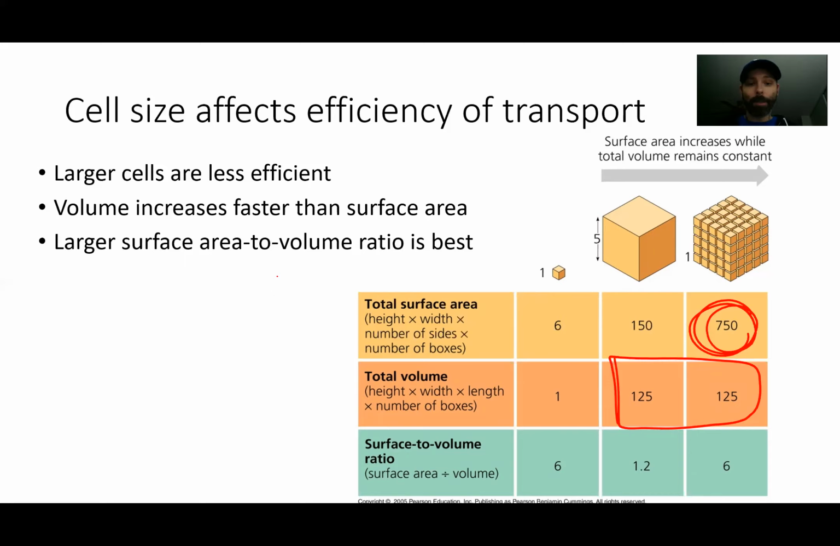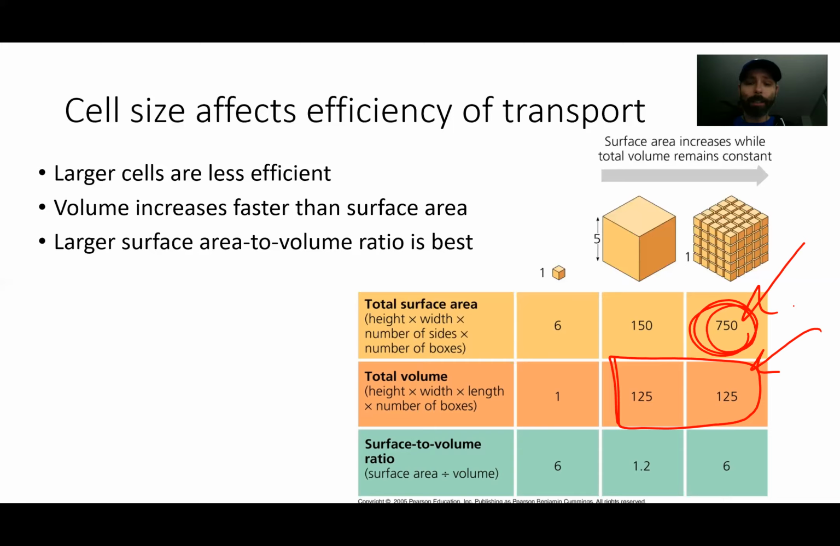The idea is that we want the most surface area compared to volume. And so here's where I had these marks left over from last time. But if you notice in the big block compared to lots of little blocks, the volume is the same, but the surface area is much, much higher when you have a lot of little blocks, right?